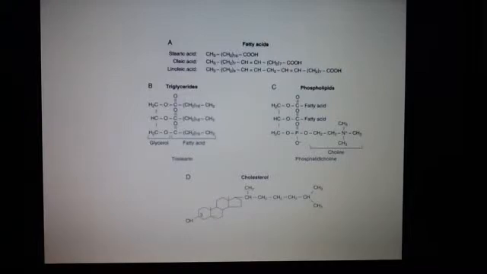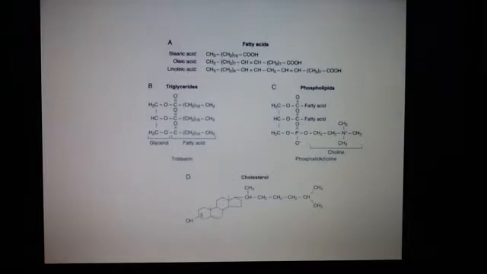And notice that the different types of fatty acids are determined by the number of carbon atoms, which you can notice quite clearly. And you can add them up and notice the differences. And so remember that the number of carbons determines the different types of fatty acids.